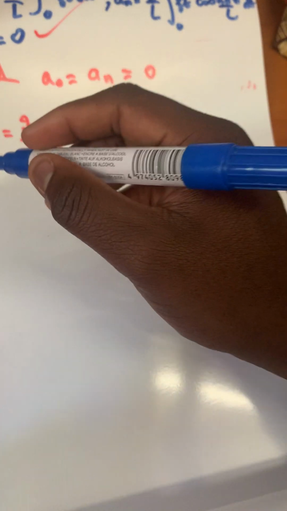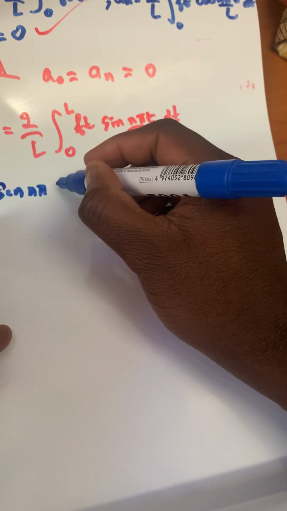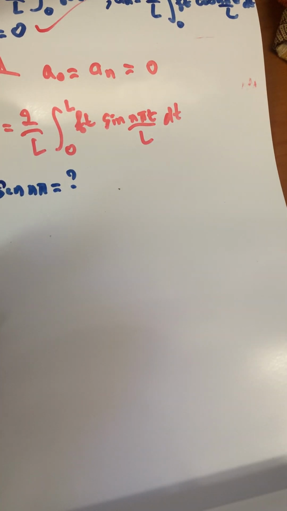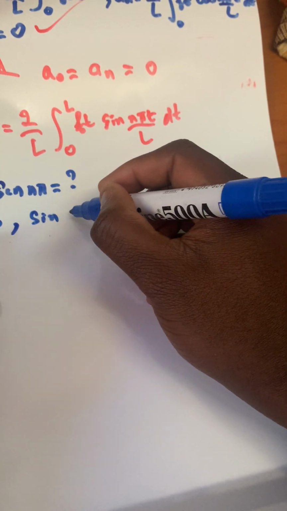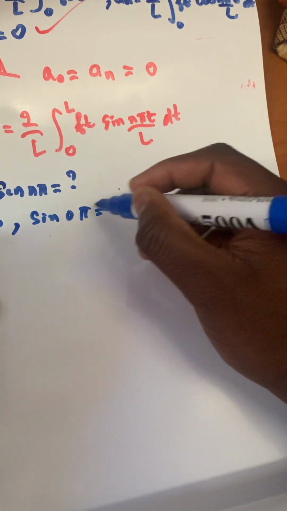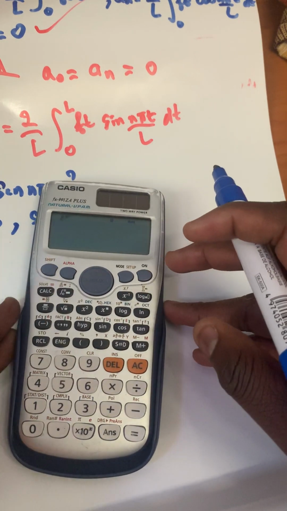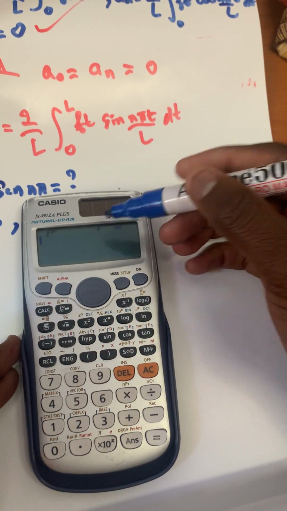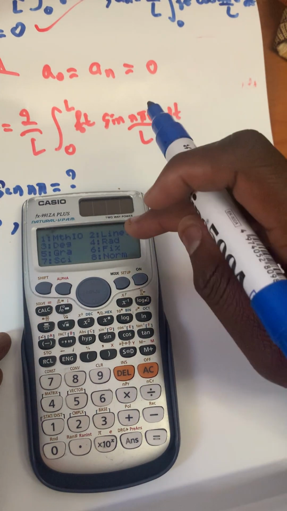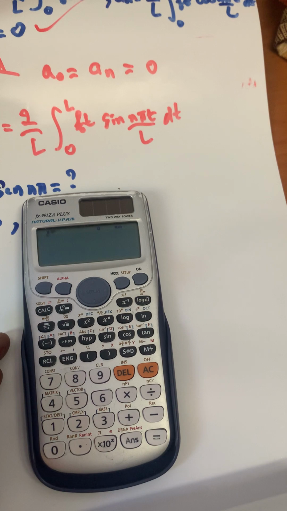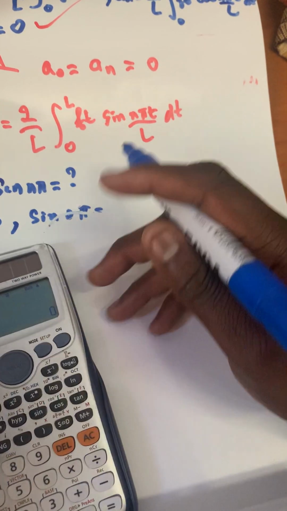For example, sine of n pi. What is sine of n pi? Let's say n equal to 0. Then I'm going to have sine of 0 pi, which means the same thing as 0, right? And you press your calculator, your calculator is in radians. If you do not know how to change it, you press shift and mode, and then you press 4. Okay, you are in radians. So let me press sine of 0. It's going to give me 0.